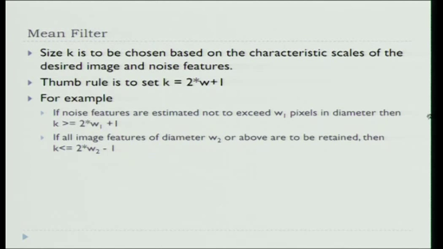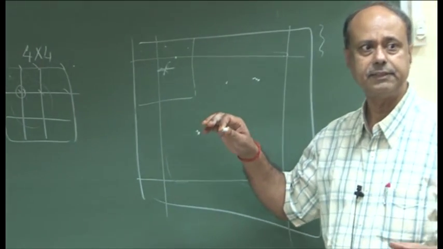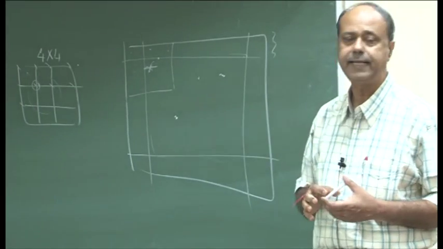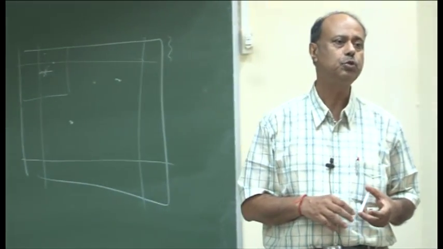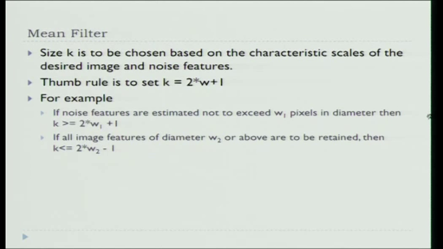Similarly, I do not want to lose the information, right? Because detailed information I cannot lose also. So, if I know that I want to retain the diameter less than W2, then k must be less than or equal to 2 W2 minus 1, right? So, these are the two parameters you have to keep in mind to estimate the value of k. K is odd and k must satisfy these two conditions.